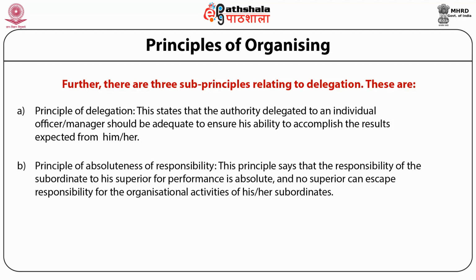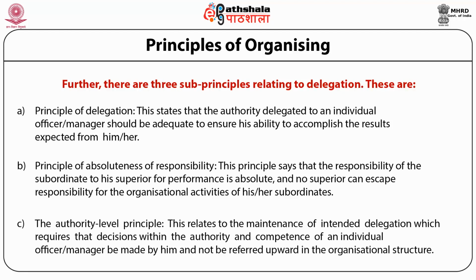Principle of absoluteness of responsibility. This principle says that the responsibility of the subordinate to his superior for performance is absolute, and no superior can escape responsibility for the organizational activities of his or her subordinates. The authority level principle. This relates to the maintenance of intended delegation, which requires that decisions within the authority and competence of an individual officer or manager be made by him and not be referred upward in the organizational structure.